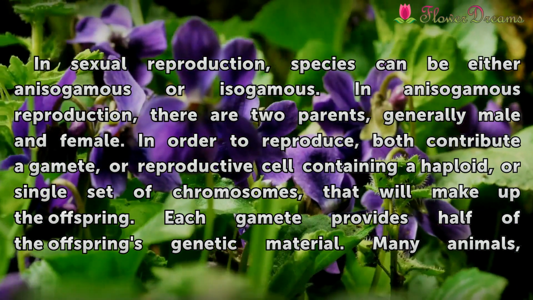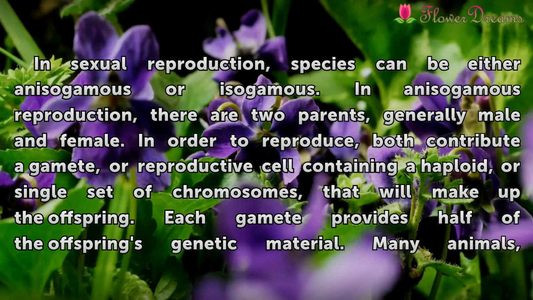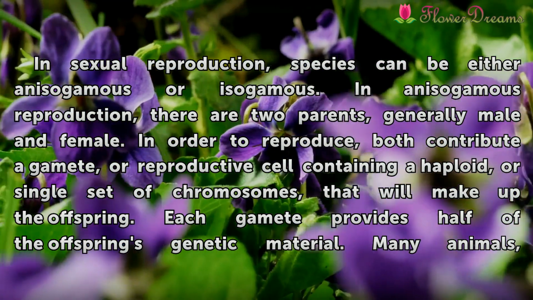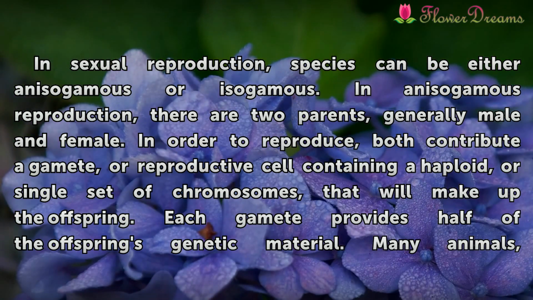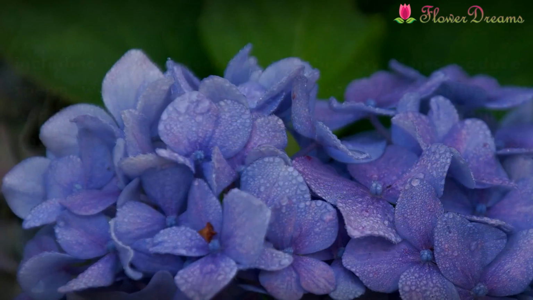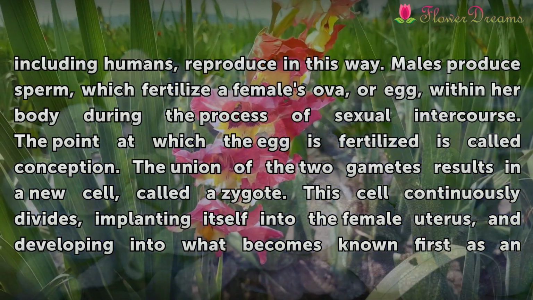In order to reproduce, both contribute a gamete, or reproductive cell containing a haploid, or single set of chromosomes, that will make up the offspring. Each gamete provides half of the offspring's genetic material. Many animals, including humans, reproduce in this way.